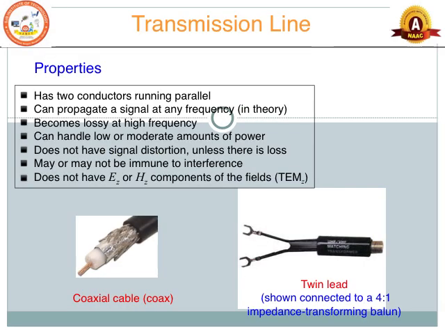Let us first understand the properties of the transmission line. Usually a transmission line will have two conductors. As I mentioned, the coaxial cable is what we actually use at home, in TV receivers and all. As you can see in this coaxial cable, it has two conductors, one the inner conductor and another the outer conductor. These two conductors run in parallel. This is one more example, a twin lead transmission line.